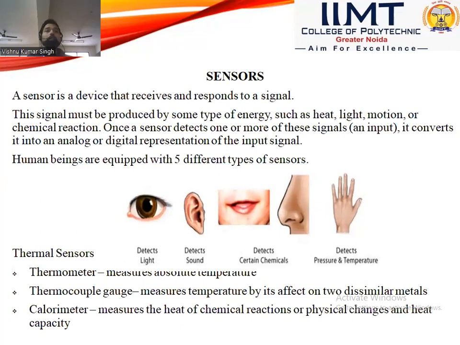Now, human beings are equipped with five different types of sensors, as we can see from the diagram as well. Now, let us see what thermal sensors are. Thermal sensors include the thermometer, which measures absolute temperature. Then comes the thermocouple gauge, which measures temperature by its effect on two dissimilar metals. Then comes the calorimeter. It measures the heat of chemical reactions or physical changes and heat capacity.